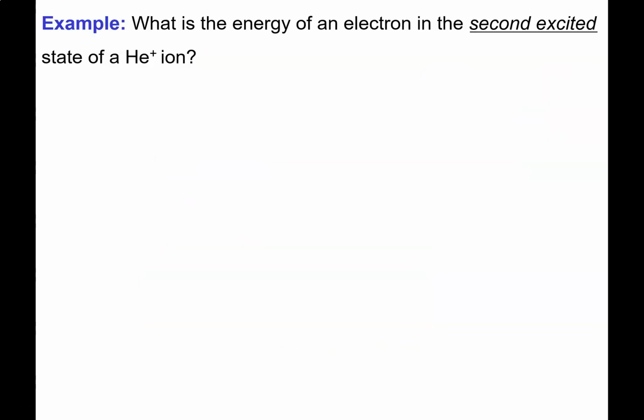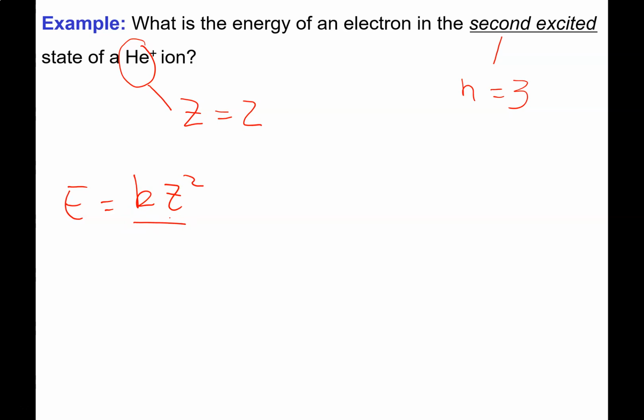So here we go. It says, what is the energy of an electron in the second excited state of a helium atom? So I have to go to the periodic table and find Z for helium, and it's pretty easy. It's 2. And then it says the second excited state, so that corresponds to n equals 3. So E equals K, the Rydberg energy, times Z squared over n squared. And now I am good.